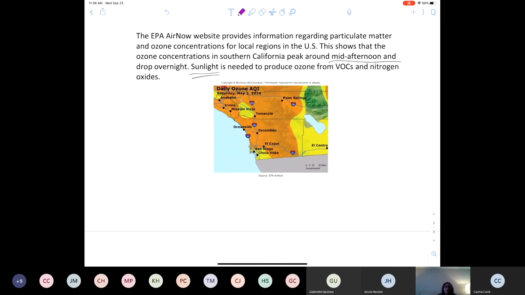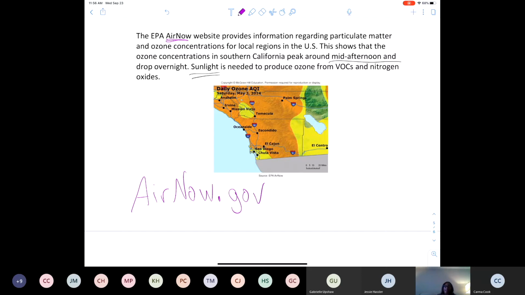And so you can go to the EPA's airnow.gov website, and you can put in a zip code, and you can get the air quality index information for any area that you choose, and you'll know whether or not there is a risk for particulate matter or ozone in the air for that particular location at that particular time. They update the site every hour on the hour.